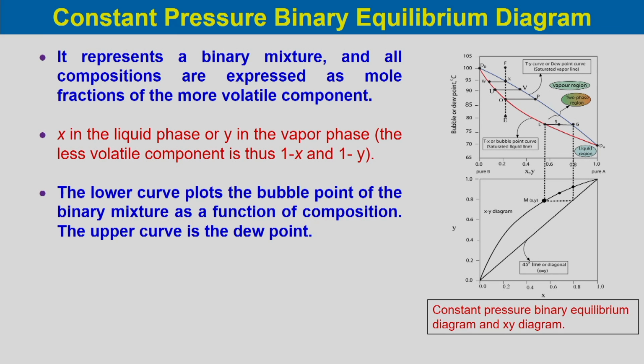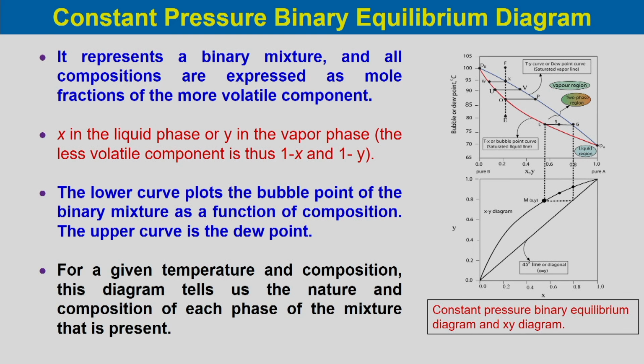The lower curve plots the bubble point of the binary mixture as a function of composition. The upper curve is the dew point curve. So, the upper curve is the dew point and the lower curve is the bubble point curve. For a given temperature and composition, what do these diagrams tell us?